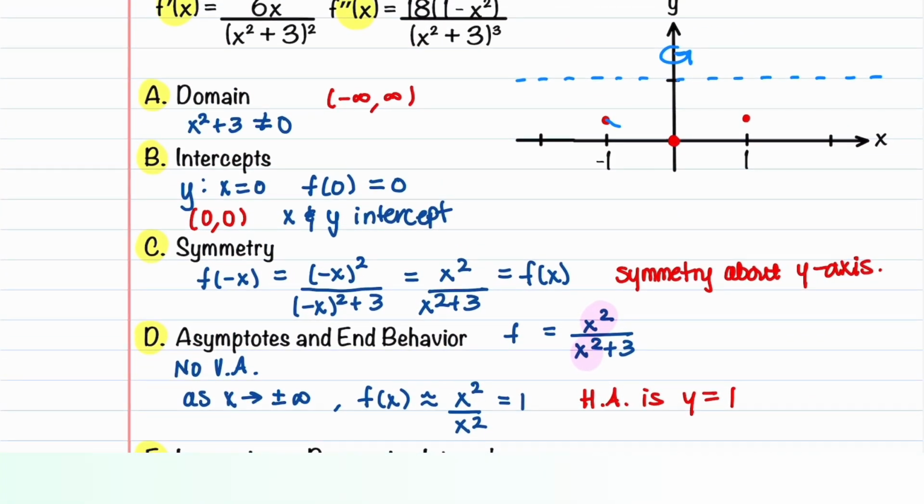So we're going to have concave up and then concave down. And that's it. It really helps to calculate all of this information first, and then it's pretty easy to graph the function.